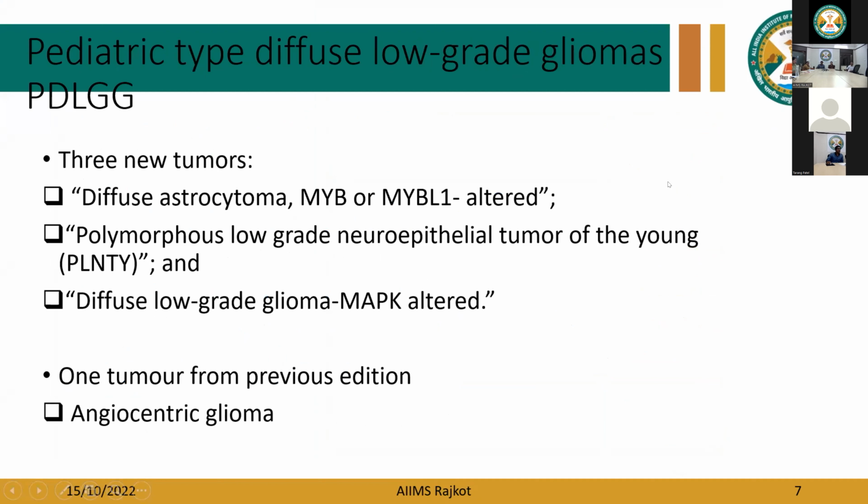Pediatric-type diffuse low-grade glioma (PTLGG) includes 3 new tumors in this edition: diffuse astrocytoma MYB or MYBL1 altered, PLNTY, which means polymorphous low-grade neuroepithelial tumor of the young, and diffuse low-grade glioma MAPK pathway altered. And 1 tumor is from the previous edition, that is angiocentric glioma.